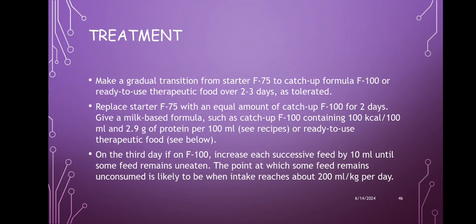Treatment. You make a gradual transition from starter F75 to catch-up formula, which is F100 or RUTF, over 2 to 3 days as the patient tolerates. Then replace starter F75 with an equal amount of catch-up F100 for 2 days. Then give a milk-based formula such as catch-up F100 containing 100 kilocalories per 100 ml and 2.9 grams of protein per 100 ml, or RUTF. On the third day, if on F100, increase each successive feed by 10 ml until some feed remains uneaten. The point at which some feed remains unconsumed is likely to be when intake reaches about 200 ml per kg per day.